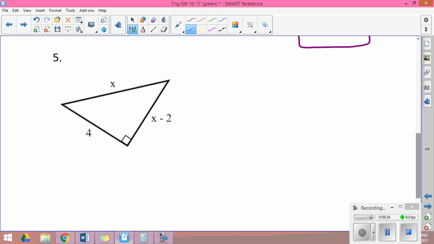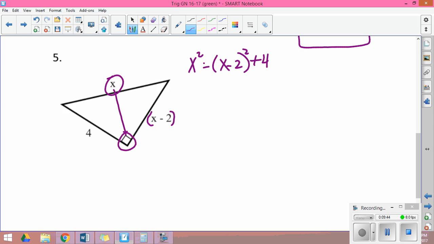Now this is going to combine our factoring that we just got done working with our Pythagorean theorem. Now remember, any expression is a single number. Here's my right angle, here's my hypotenuse. So x squared is equal to x minus 2, the quantity squared, plus 4 squared. Now remember, x minus 2, the quantity squared, is really x minus 2 times x minus 2. So we have to FOIL that out.